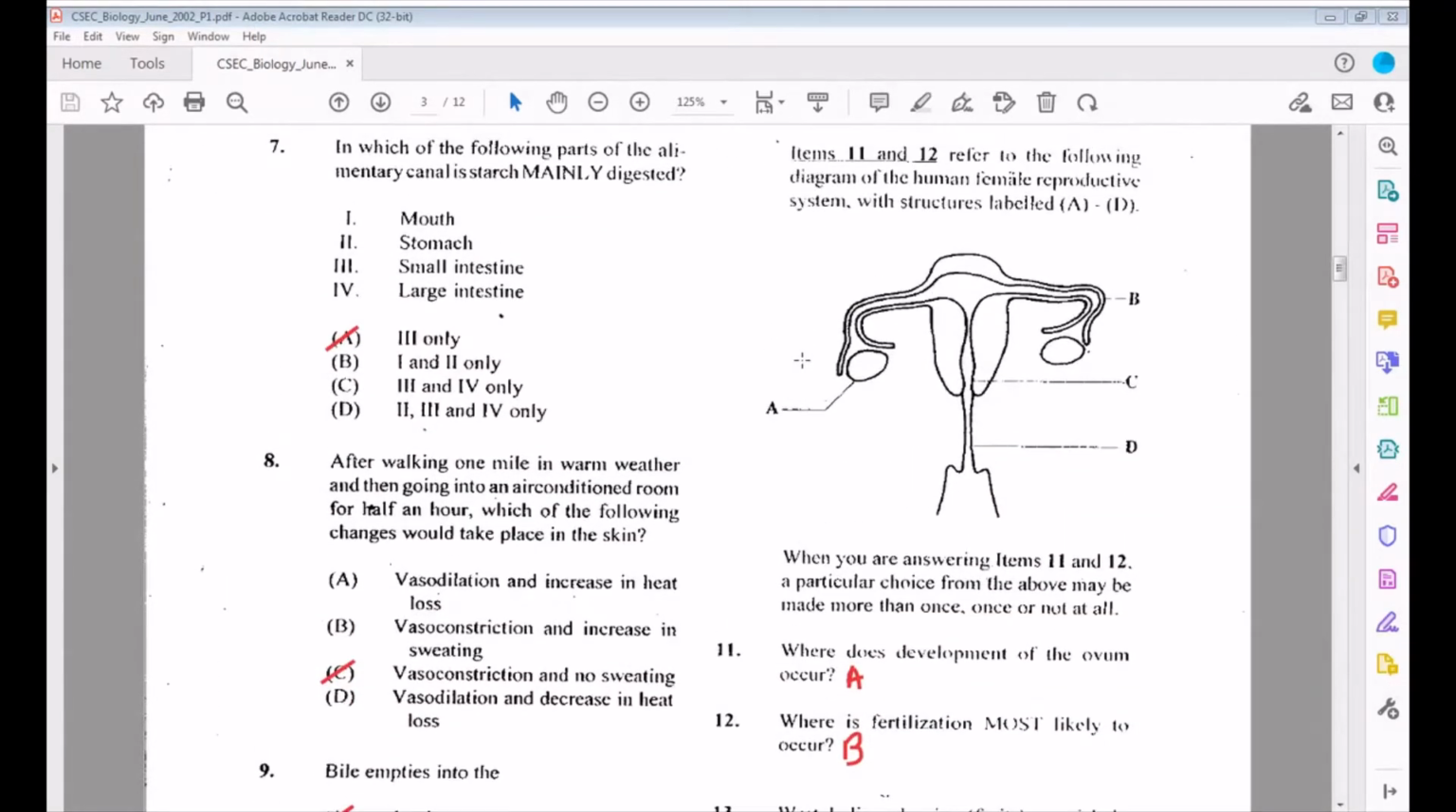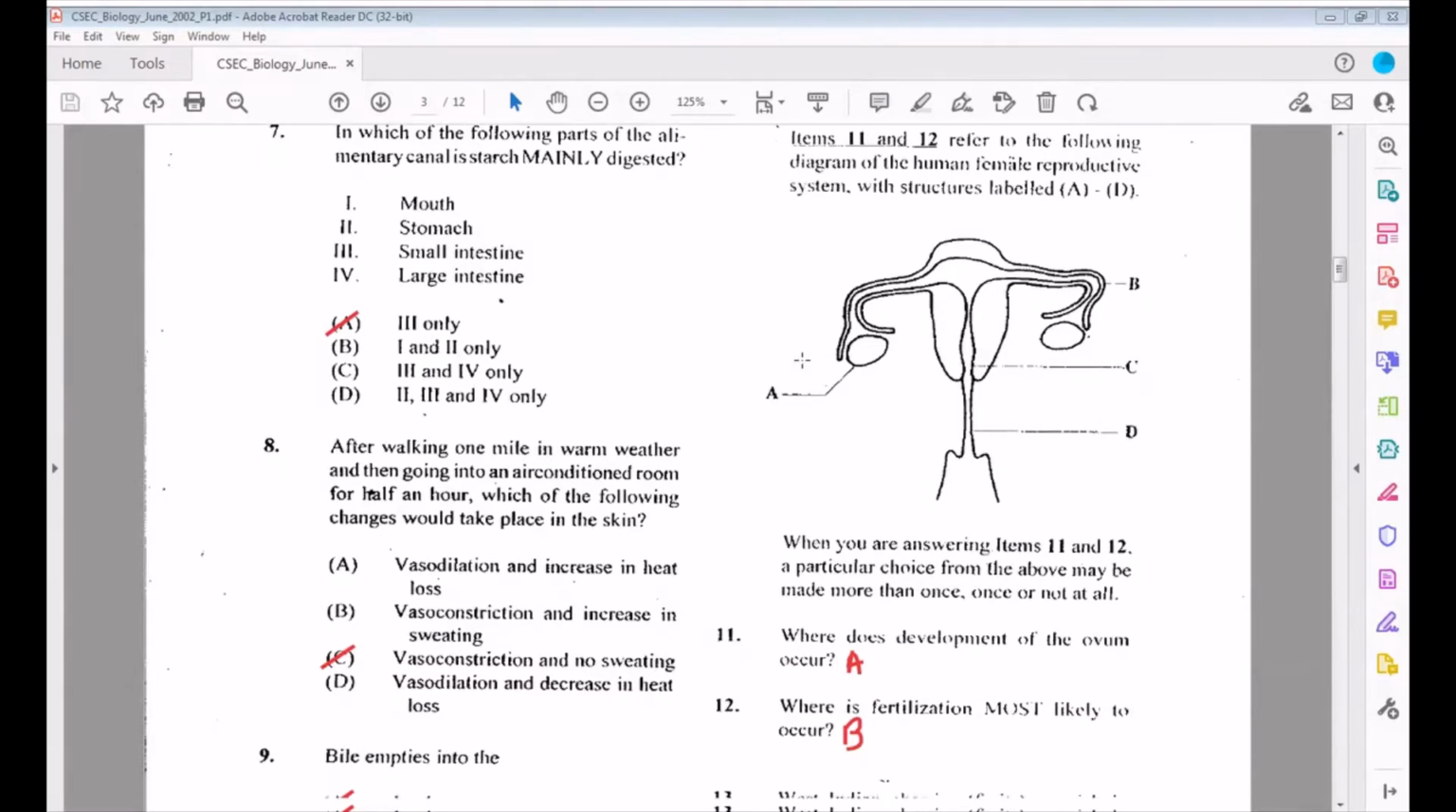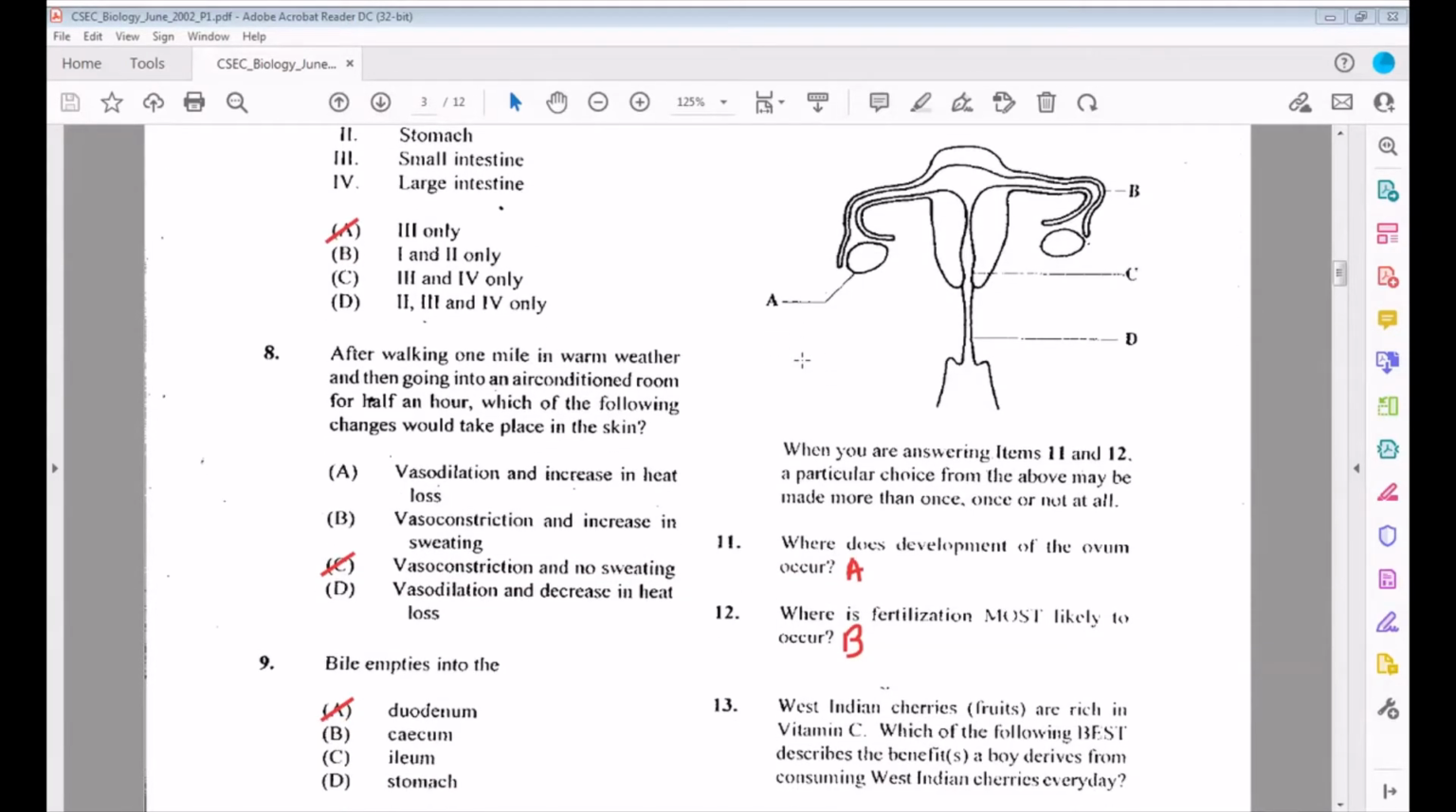Items 11 and 12 refer to the following diagram of the human female reproductive system with structures labeled A to D. We should know by now, with exam around the corner, all of the parts necessary for us to know with the human reproductive systems, both male and female. When answering items 11 and 12, a particular choice from the above may be made more than once, or not at all.